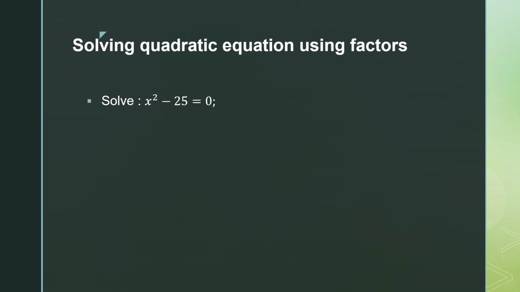We understood that the meaning of solving the equation means finding the value of x. So when the question asks us to find or to solve the equation, it means it asks us to find the value of x that will satisfy the equation, that will make the left side equal to the right side. Now we have x squared minus 25 equals 0. First of all, is this a quadratic equation? Yes, it is a quadratic equation.